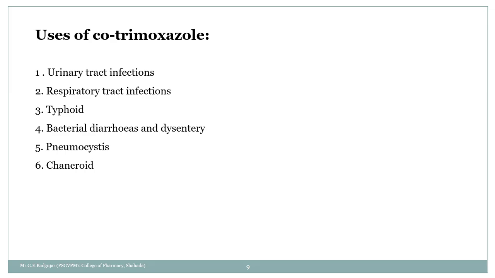So they can be used in the treatment of various urinary tract infections, respiratory tract infections, and diseases like typhoid, bacterial diarrhea, dysentery, pneumocystis, and chancroid. So this is all about sulfonamides and co-trimoxazole.